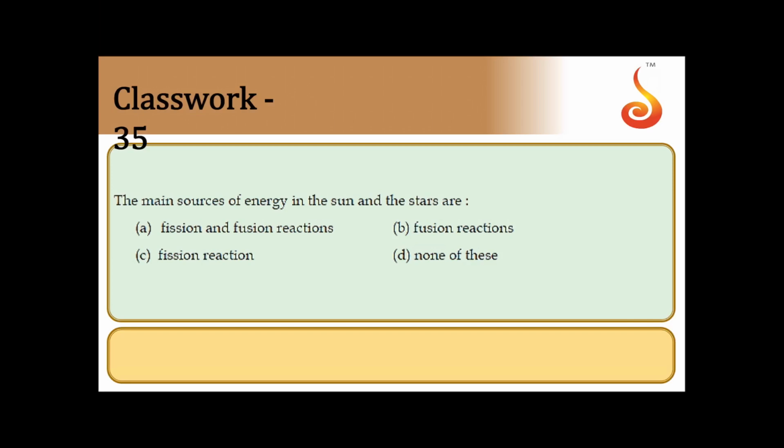Okay, we shall proceed to next one. The main sources of energy in the sun and the stars are fission and fusion reactions, fusion reaction, none of these. So in case of stars, the only thing that is possible is nuclear fusion. So it should be option B.